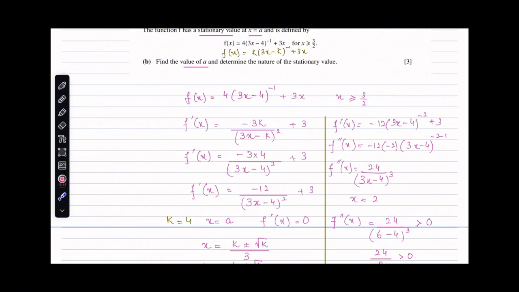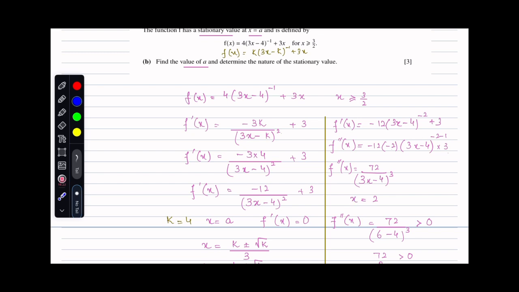So the second derivative shall be equal to negative 2 times negative 12, times (3x minus 4) to the power negative 2 minus 1, and this then should get multiplied by the derivative of 3x minus 4, which is 3, and then the positive 3 gets eliminated. So here our second derivative becomes 72: 12 times 2 is 24, times 3 becomes 72, divided by (3x minus 4) to the power positive 3.